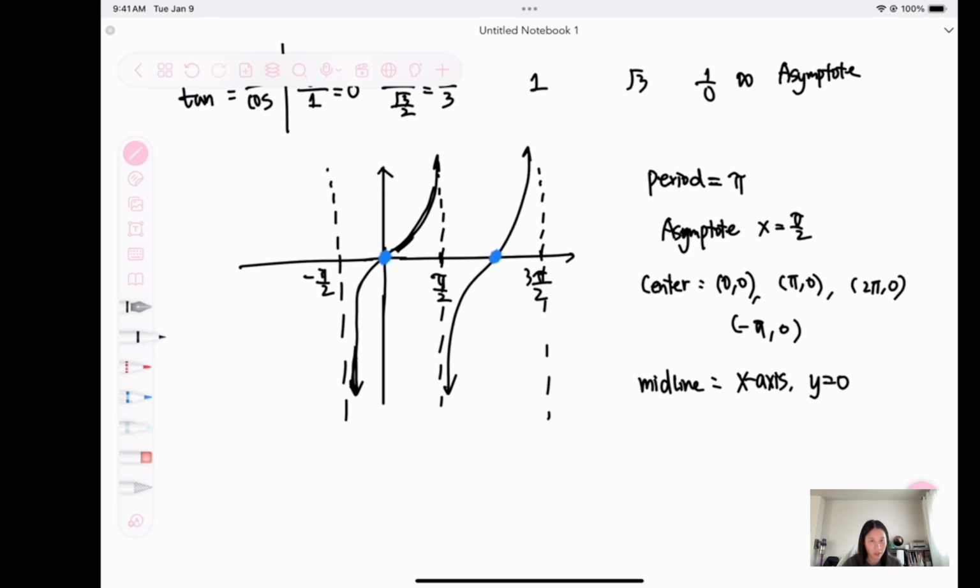Okay, so another thing I want to talk about is the midpoint. What is the midpoint? We talked about the center of the graph. Now, is that the midpoint? Technically, it's not the midpoint, because the midpoint should be the center of the graph. The midpoint is the point in between the center and the asymptote.